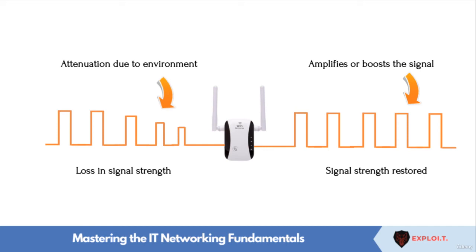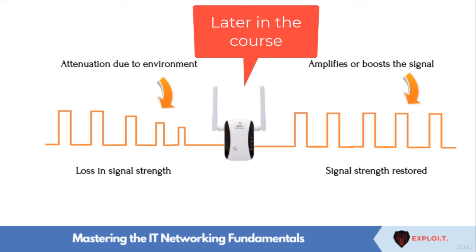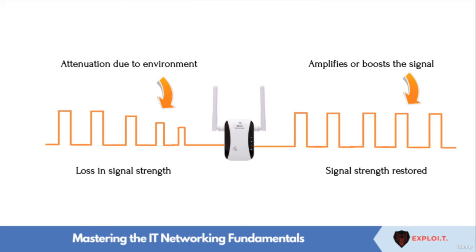Another point to be noted is that it works on the physical layer, or the first layer of the OSI model. Again, you don't have to worry about what a physical layer is and what the OSI model is. We will talk entirely about the OSI model in the later sections of this course. Till then, you just have to remember that a repeater is a two-port device that repeats the signals from one device to another, and it works on the physical layer, or layer 1.